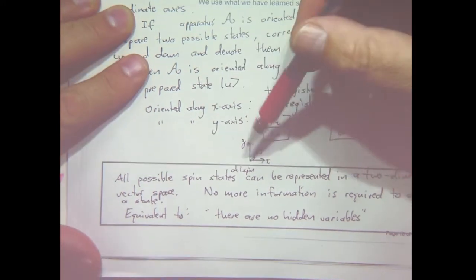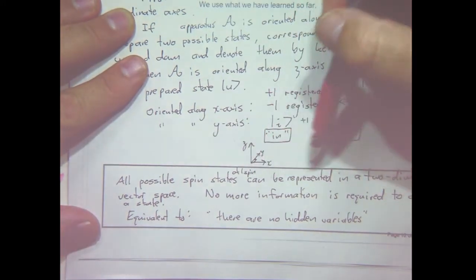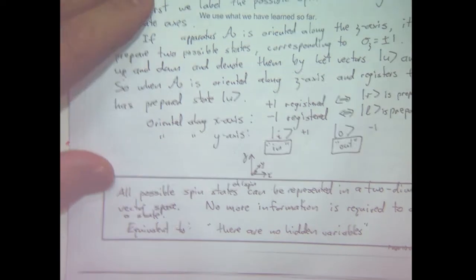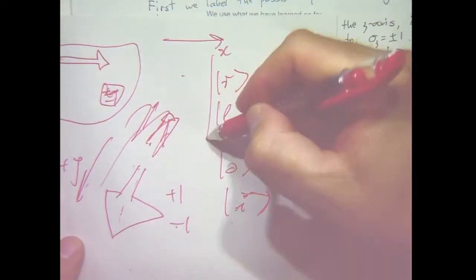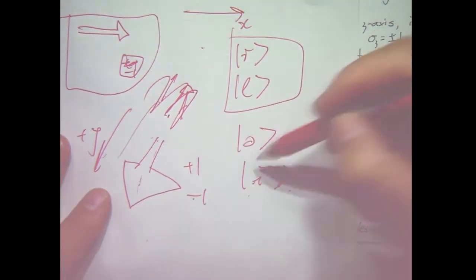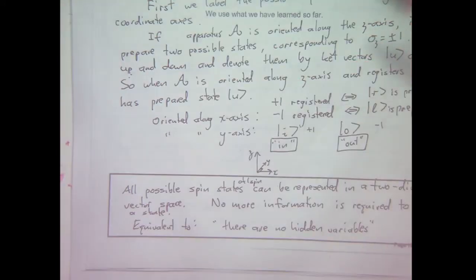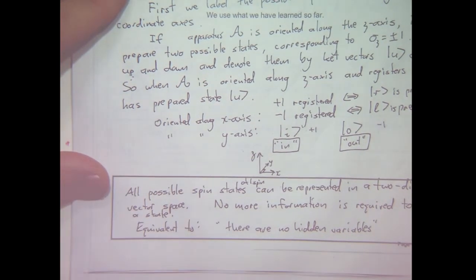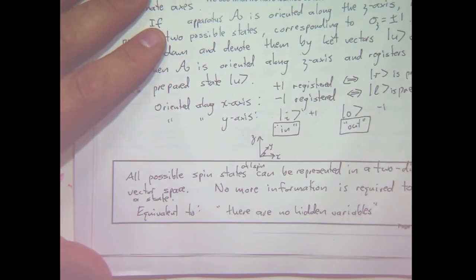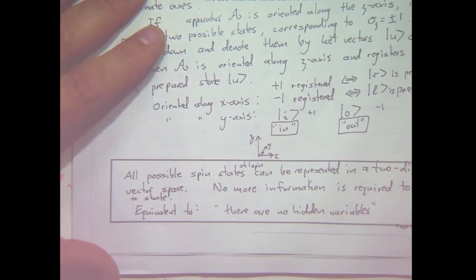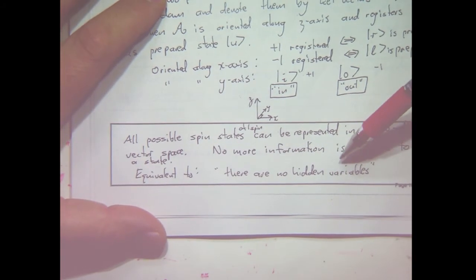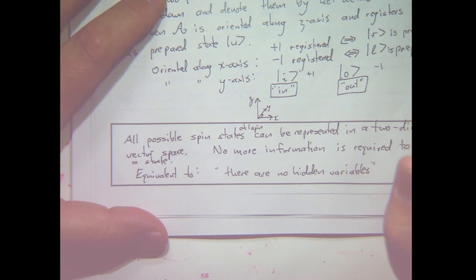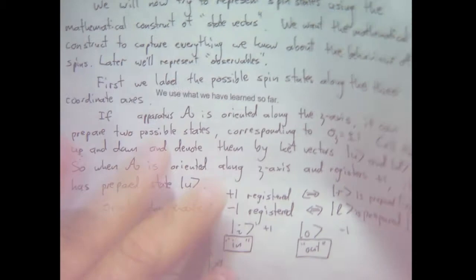Okay? So all possible spin states of one spin can be represented in a two-dimensional vector space. Now what that means is that at any time, you're talking about either right or left, out or in, or up or down states. Each of these pairs of basis vectors is enough to describe all the information about the system. So that is the same as saying there are no hidden variables. Only two basis vectors is enough, which is saying that there are no other variables that are needed. That's a little bit ambiguous, so it'll be clear in a few minutes.